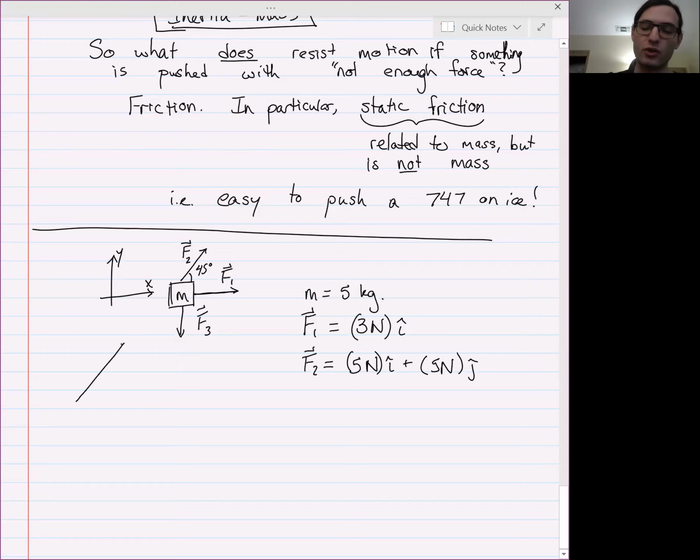We could have drawn a diagram: if this was 5 times square root 2 newtons at 45 degrees, we could have worked out the components, right? So this would be 5 newtons, and this would be 5 newtons. F3, we know it points in the downward y direction, from the diagram. So it should be negative, and let's make it -4 newtons in the j hat direction.